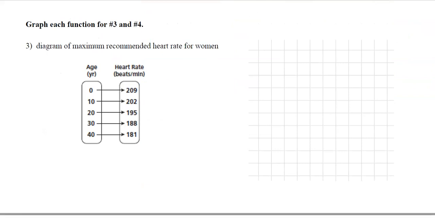All right, next little group. Graph each function for number 3 and number 4. So let's see what we got going here. We have the maximum recommended heart rate for women. So they only give me 5 relationships. I don't really know what the maximum heart rate is for a 32-year-old or a 27-year-old. I might be able to guesstimate it's between those two numbers.